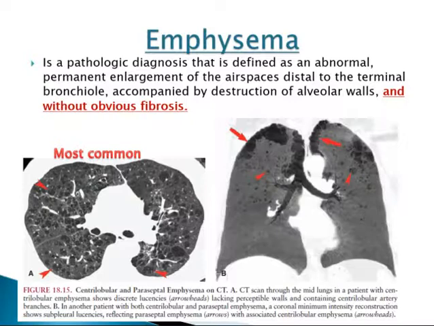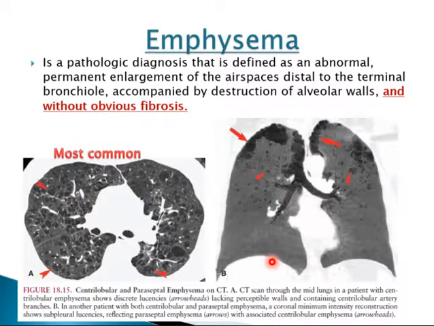We have four types. The first one is the centrilobular, which is the most common one. This is a CT picture through the mid-lungs in a patient with centrilobular emphysema. It shows discrete lucencies. These are multiple lucencies lacking perceptible walls and containing a centrilobular artery branch. In centrilobular emphysema, the alveolar dilatation or destruction is in the central part of the lobule, while the periphery or more distal parts are intact.